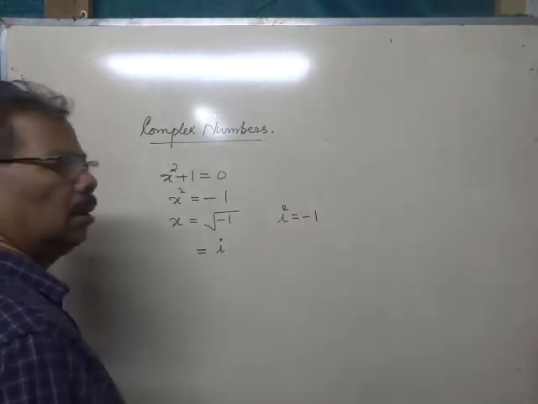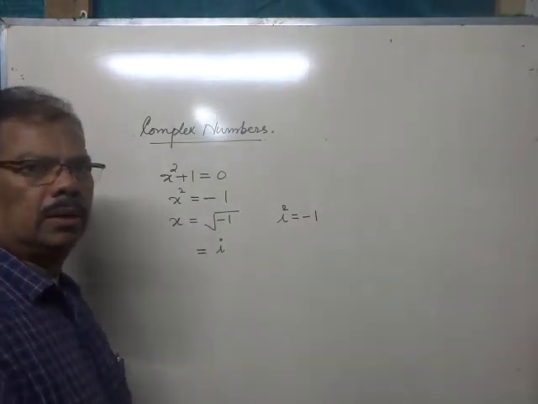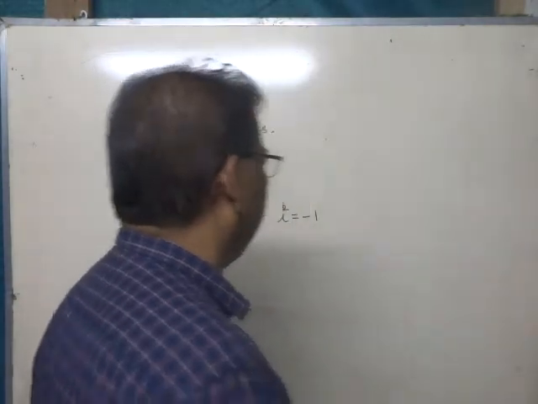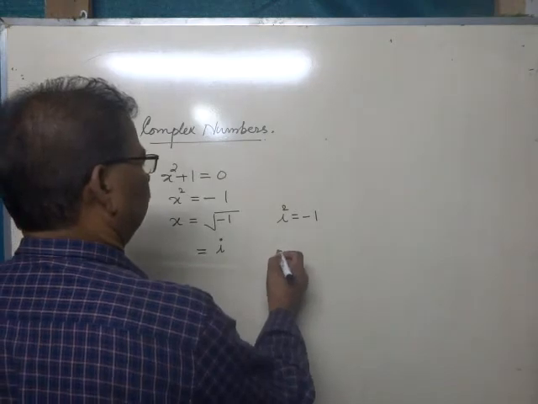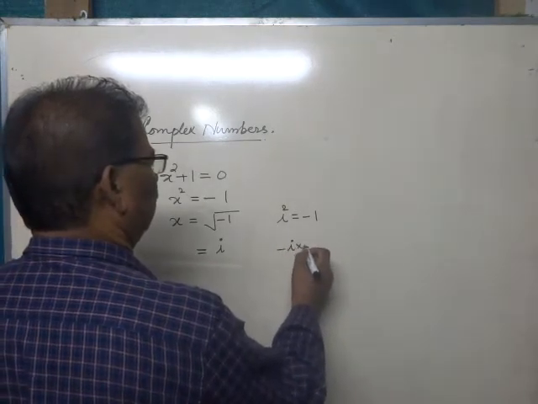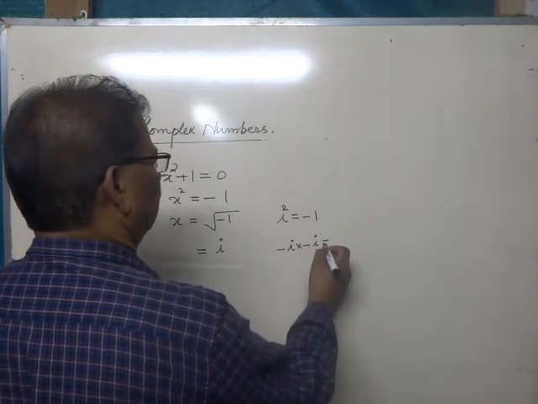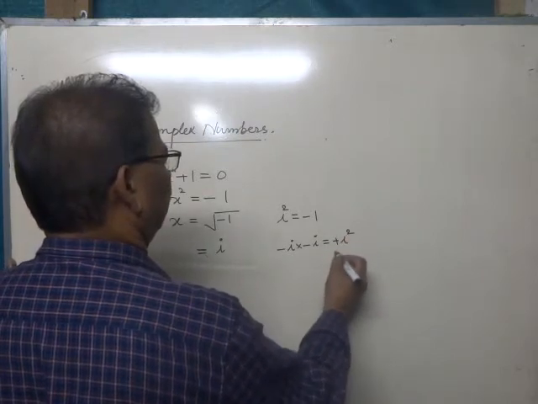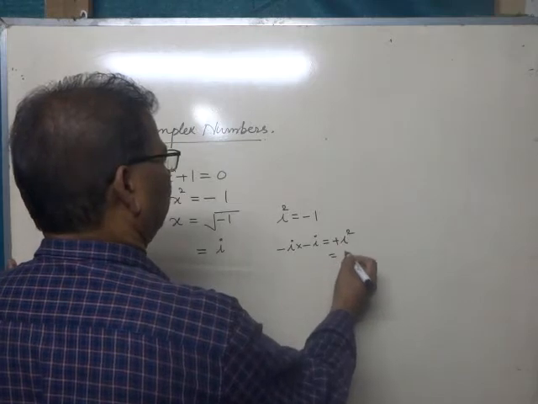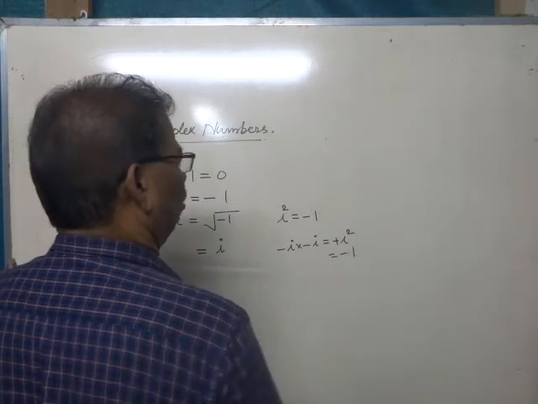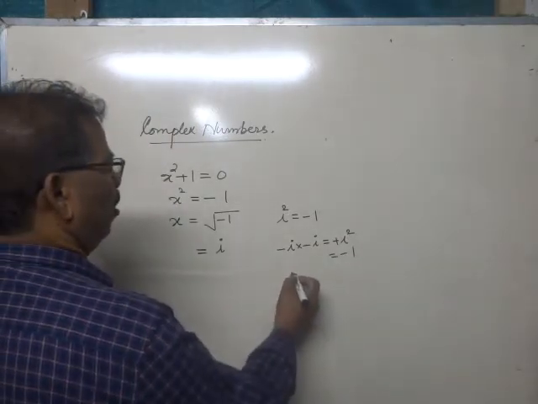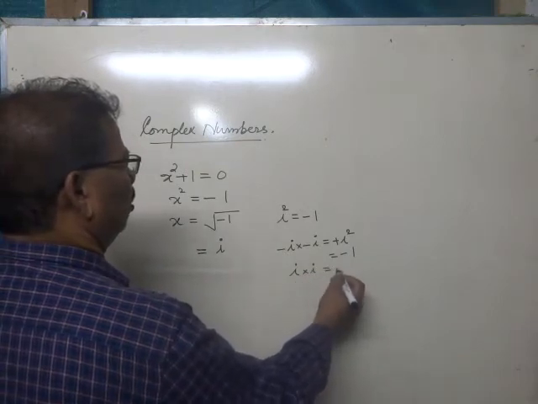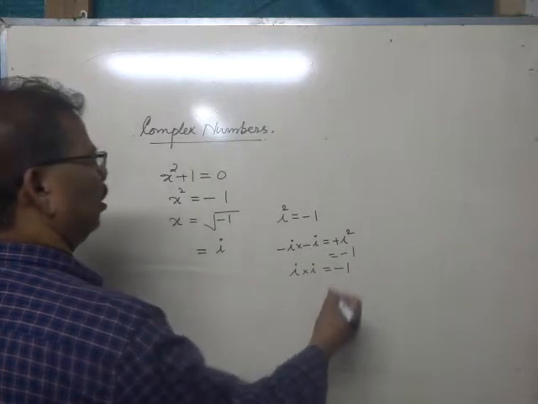It can be plus i or minus i. Negative i into negative i is equal to positive i square, and i square is negative 1. Then i into i, there also it is negative 1.